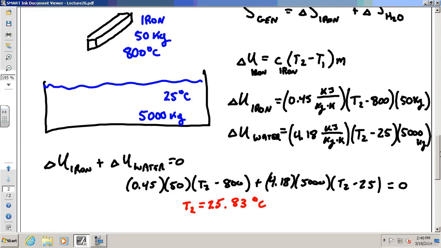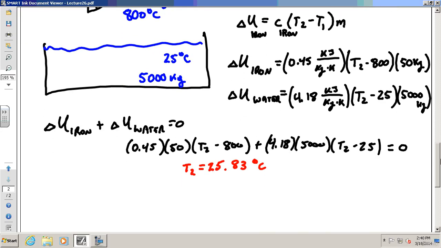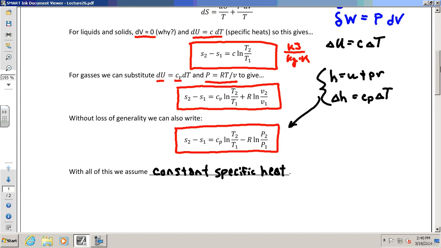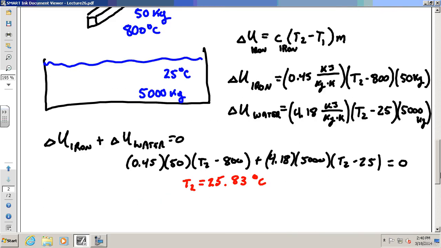Now, the rest of this is pretty trivial. Again, note these formulas here. The formula S2 minus S1 for the change in entropy, I have the temperatures now. It's C times ln T2 over T1. But remember, that's per mass, so I have to multiply by mass. So let's do the rest. This is pretty simple.